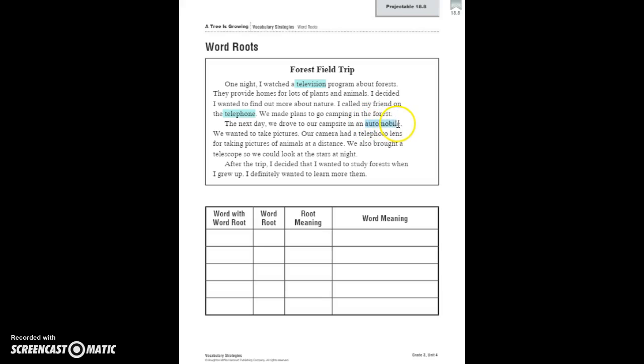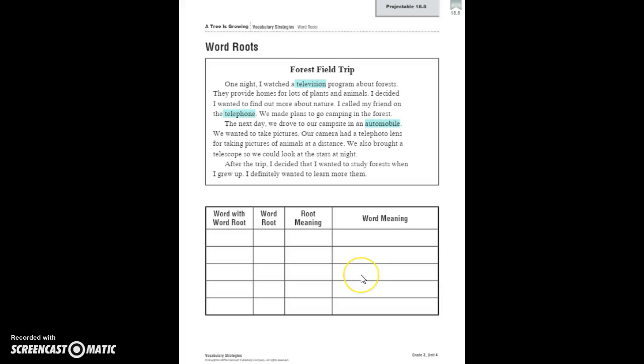The next word I see that has a word root is automobile. Remember, we said another common word root was auto. You would take automobile and write it on the third line. The word root is auto. Do you remember what auto means? It means self. So a vehicle that moves by itself would be the word meaning for automobile.